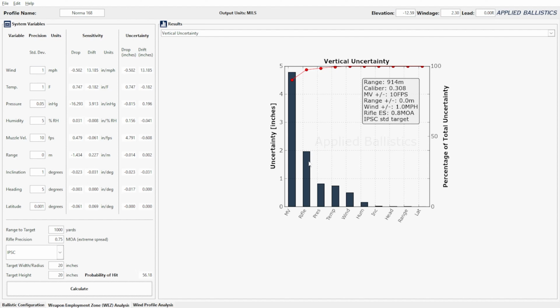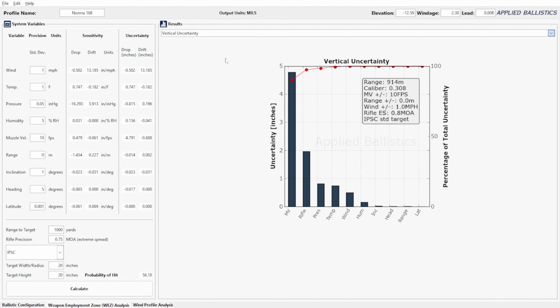Second is rifle. And don't forget, this is only vertical uncertainty. So the wind is not really featuring in vertical uncertainty very much because it's mainly causing problems to the left or right in the input scenarios that we've given. In the vertical uncertainty, the main problems are your muzzle velocity, followed by your rifle, followed by pressure deviation, followed by temperature deviation. And really, your muzzle velocity is the thing that you want to be changing there.